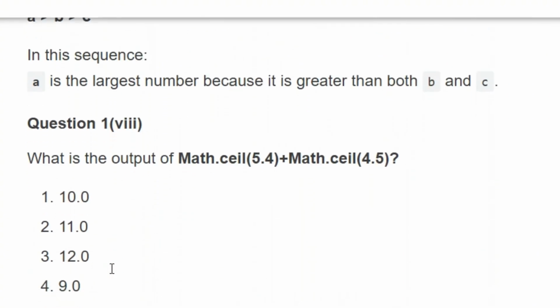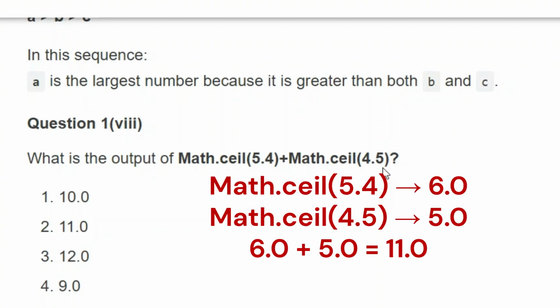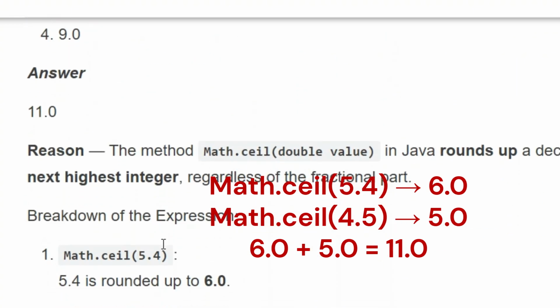Question 8. What is the output of Math.ceil(5.4) plus Math.ceil(4.5)? Answer. Math.ceil(5.4) is 6.0. Math.ceil(4.5) is 5.0. Correct answer. Option 2, 11.0.